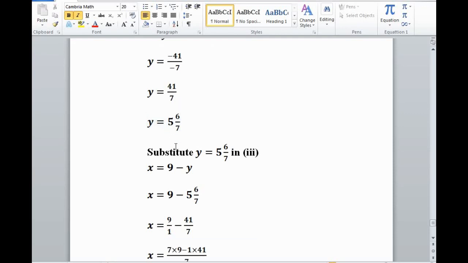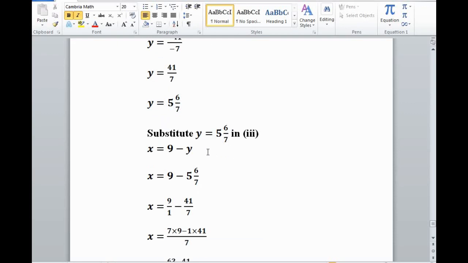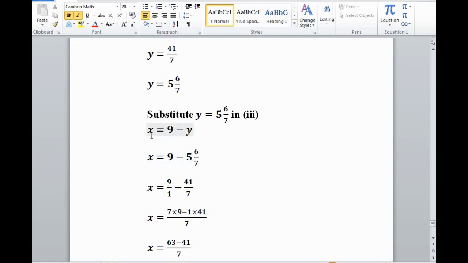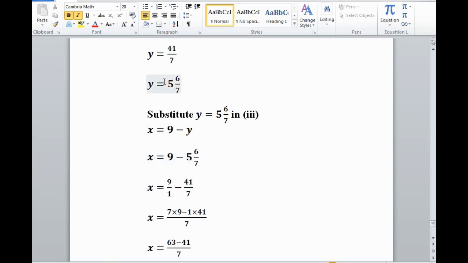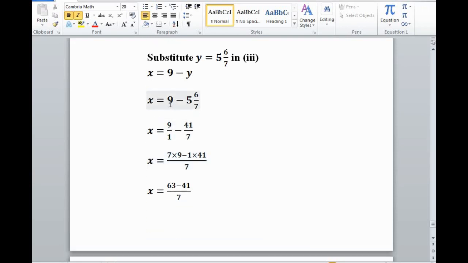Now let's substitute 5 whole 6 upon 7 in equation 3 to find the value of x. So first I will write equation 3, which is x equals 9 minus y. I'm going to replace y by 5 whole 6 upon 7 in this equation. So the equation becomes x equals 9 minus 5 whole 6 upon 7. Let's change this mixed number into an improper fraction, which is 41 upon 7. And I'm going to express 9 as a rational number in the form of 9 upon 1, because every integer is a rational number and every integer can be expressed as a fraction.